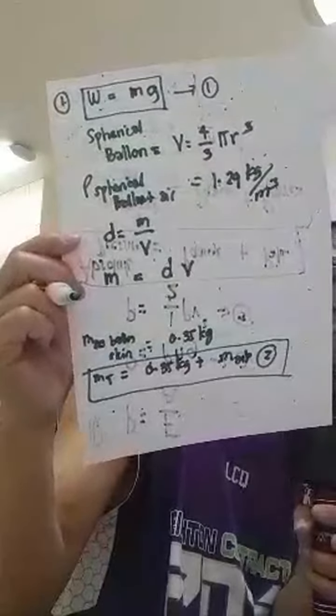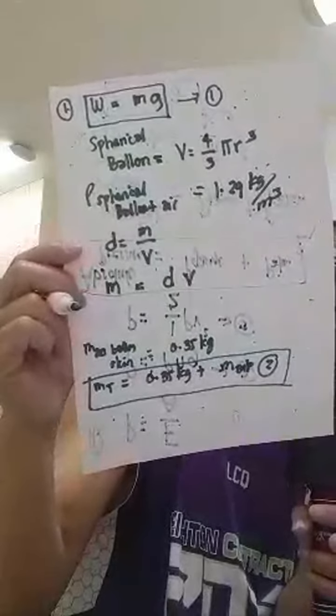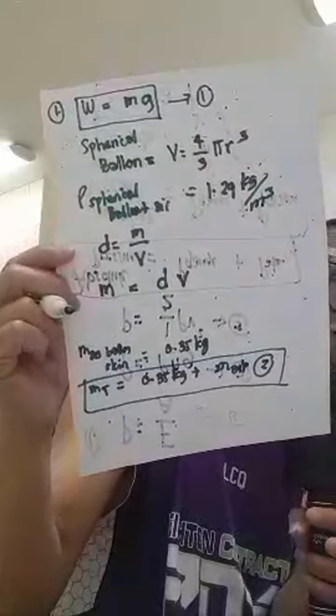We don't have the mass of the air yet. And we can compute the mass of the air using the formula density is equal to mass over volume. So, the density is 1.29. This is the combined density of the air and the balloon, inside the balloon. Then the volume now will be 4 over 3 pi 10 raised to the power 3.